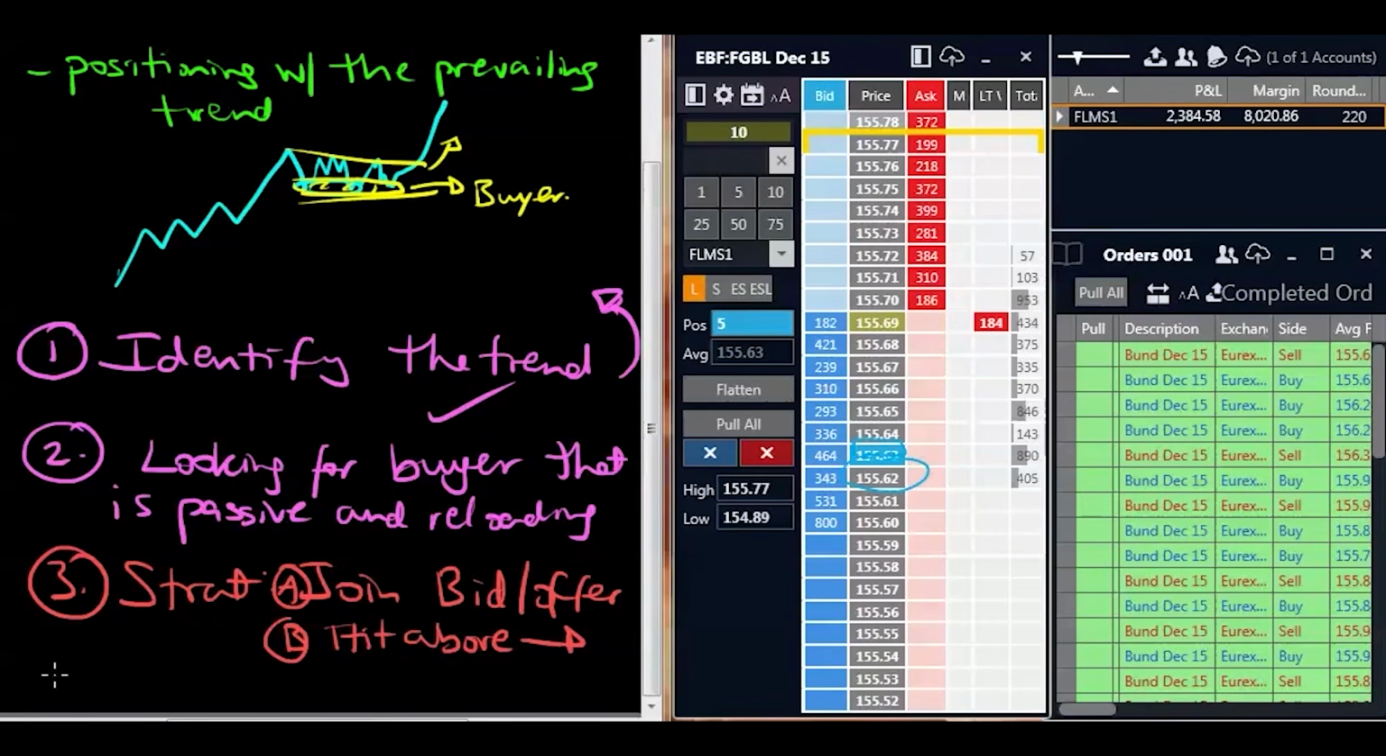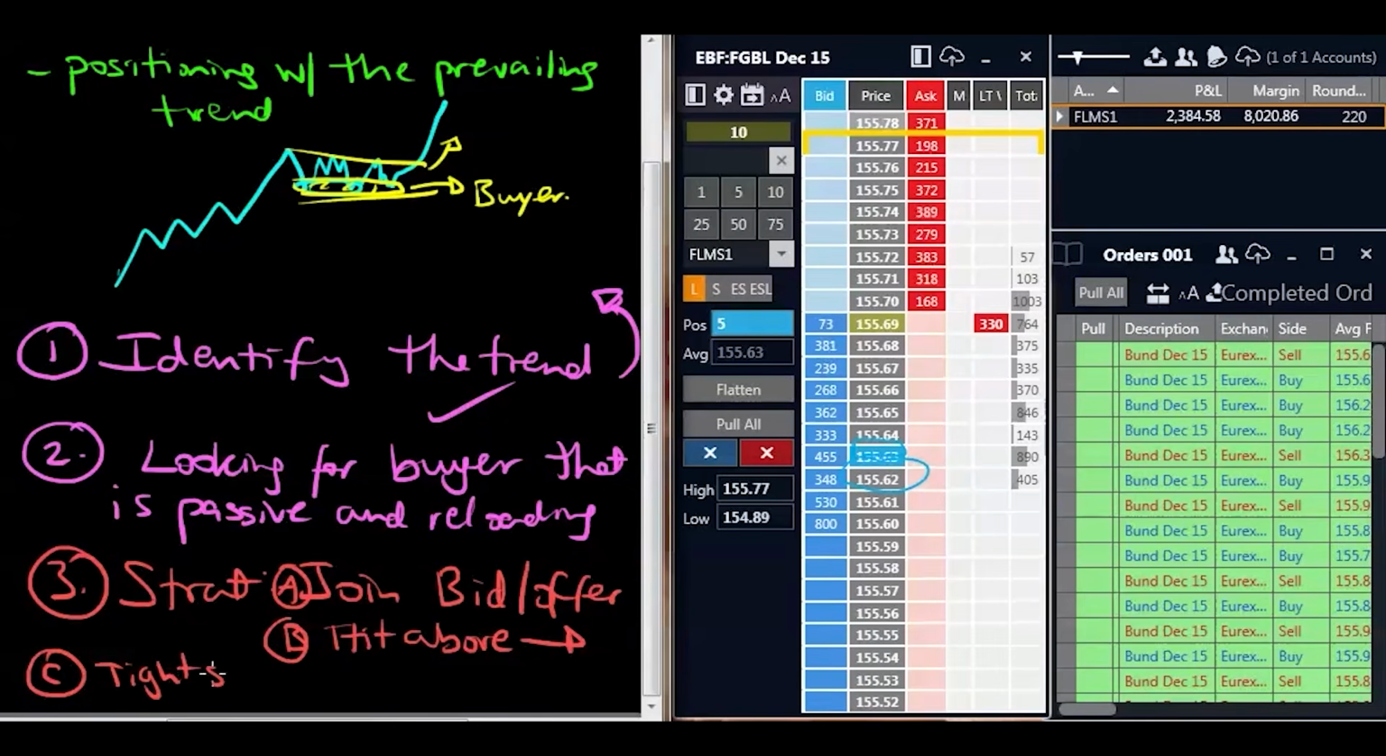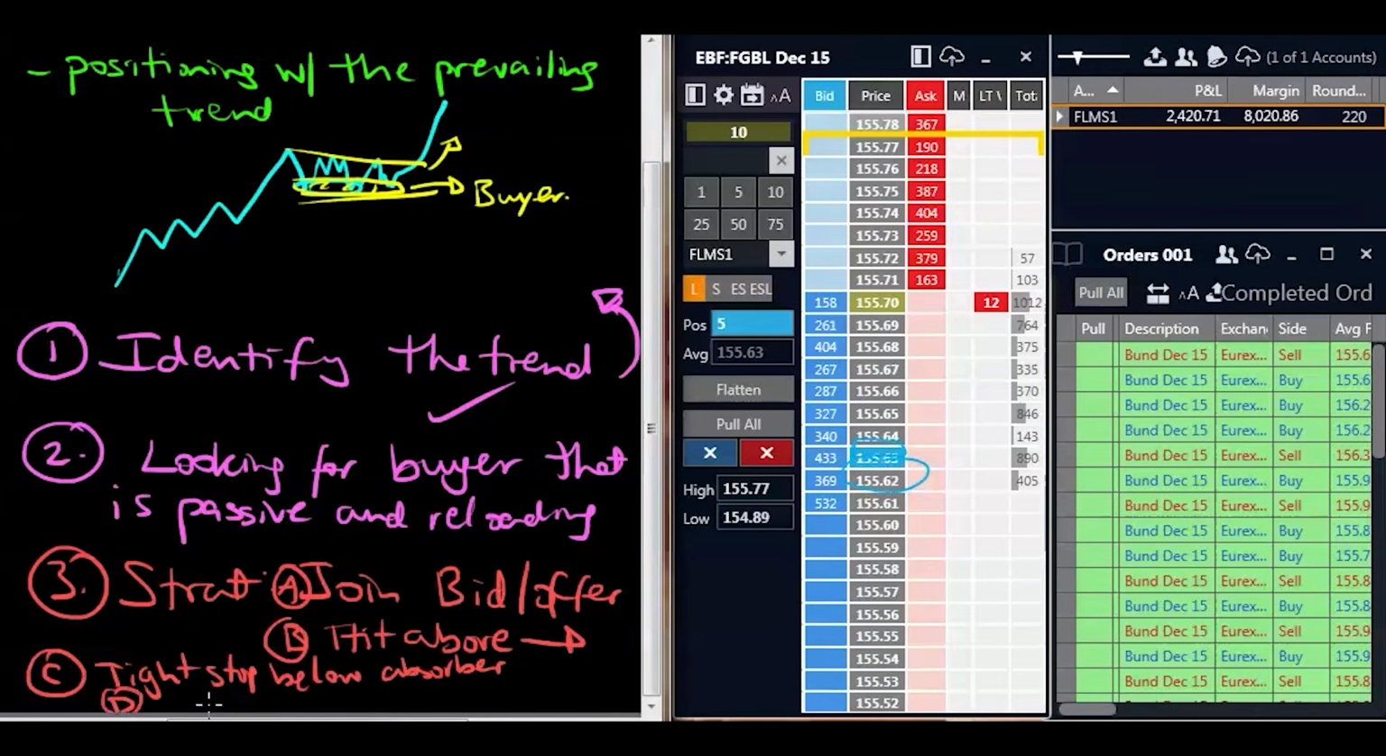We've got C, very tight stop, below the absorber. And obviously, D in here, if we can just fit that in, is we want a core position, and then we can scalp around.